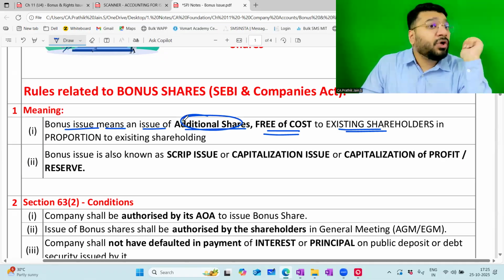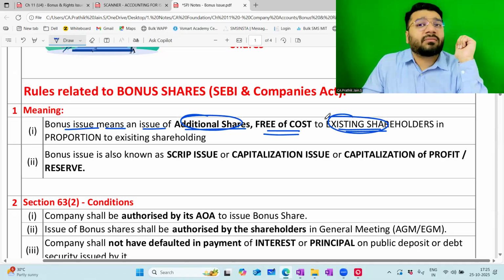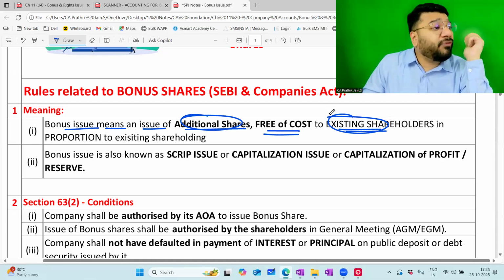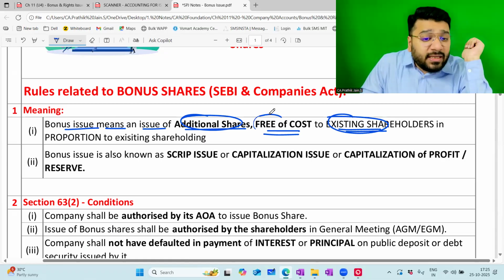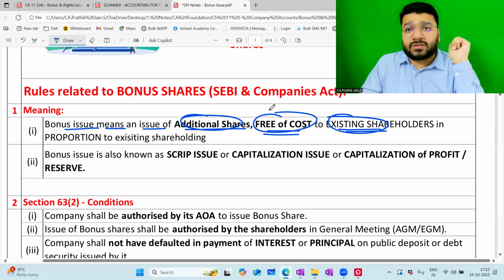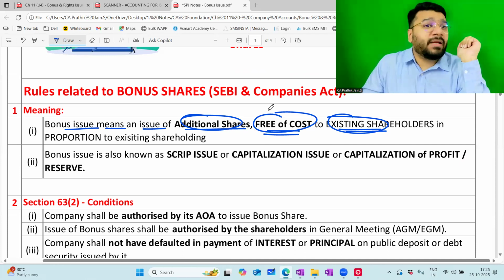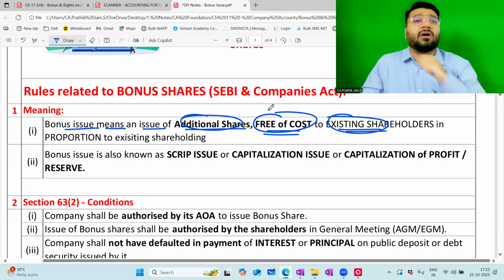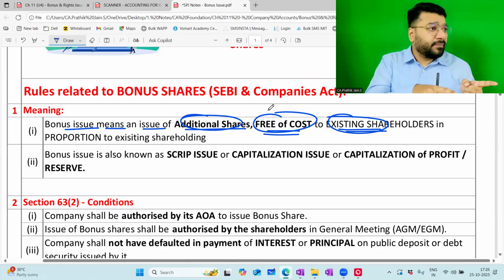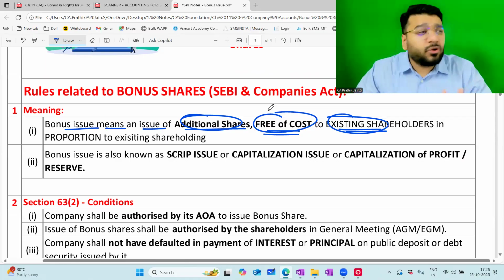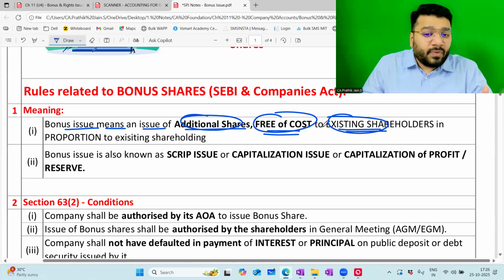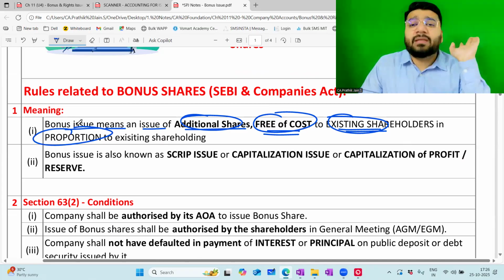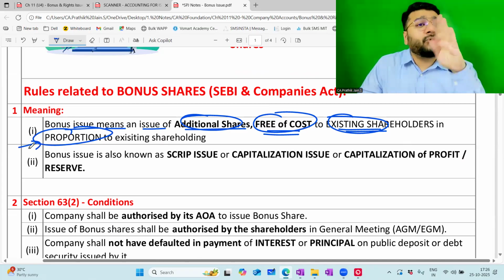Point number one: to whom? Existing shareholder. And are the shareholders paying any money for buying the shares? No. They are given this free of cost. For them, it is free of cost, but for the company, it has to pay money. So whatever money is there in the form of reserves, I transfer that to the capital account. From one pocket, it goes to the other pocket of my company. And these shares are distributed in the same proportion. I gave the example in the last class of how the same proportion has been maintained.